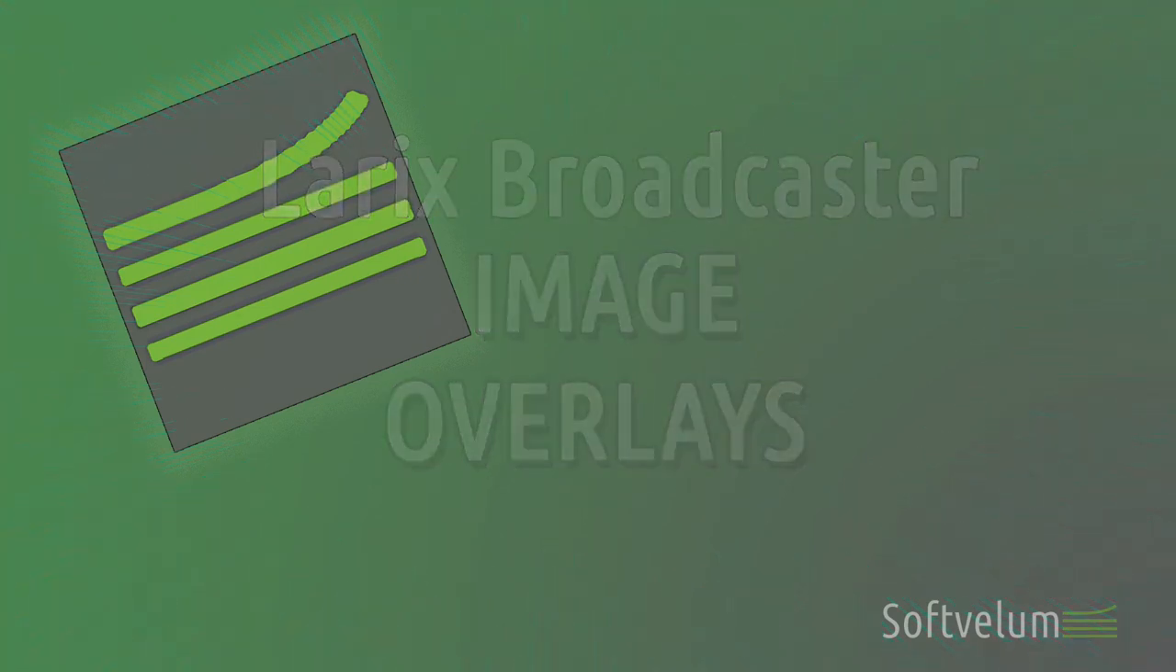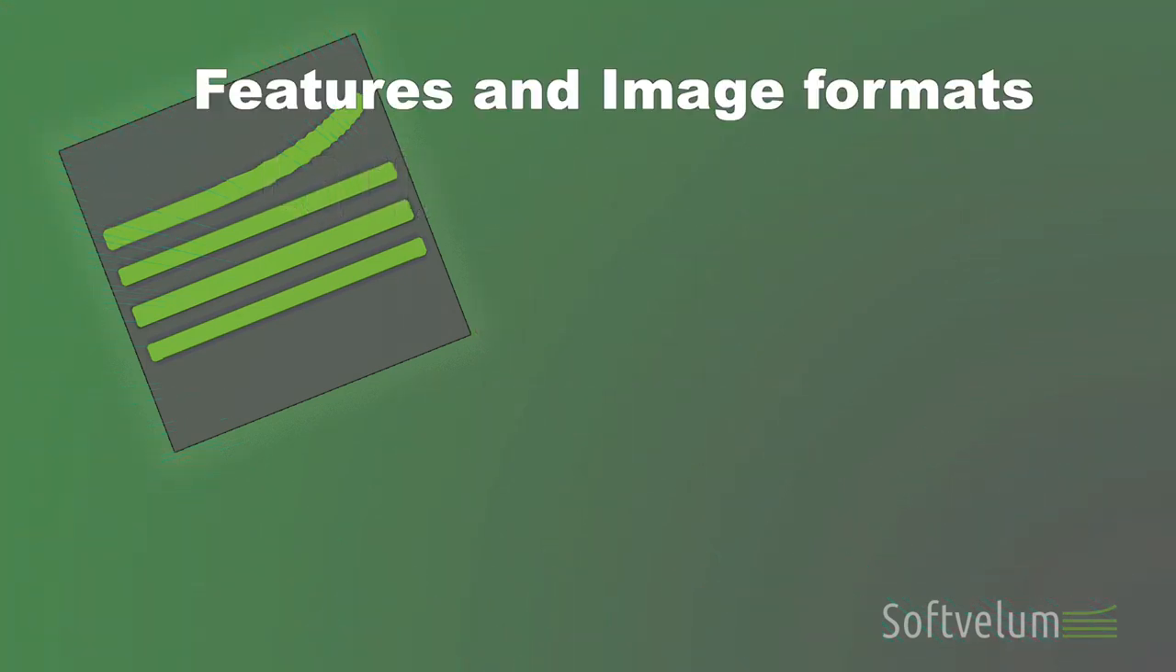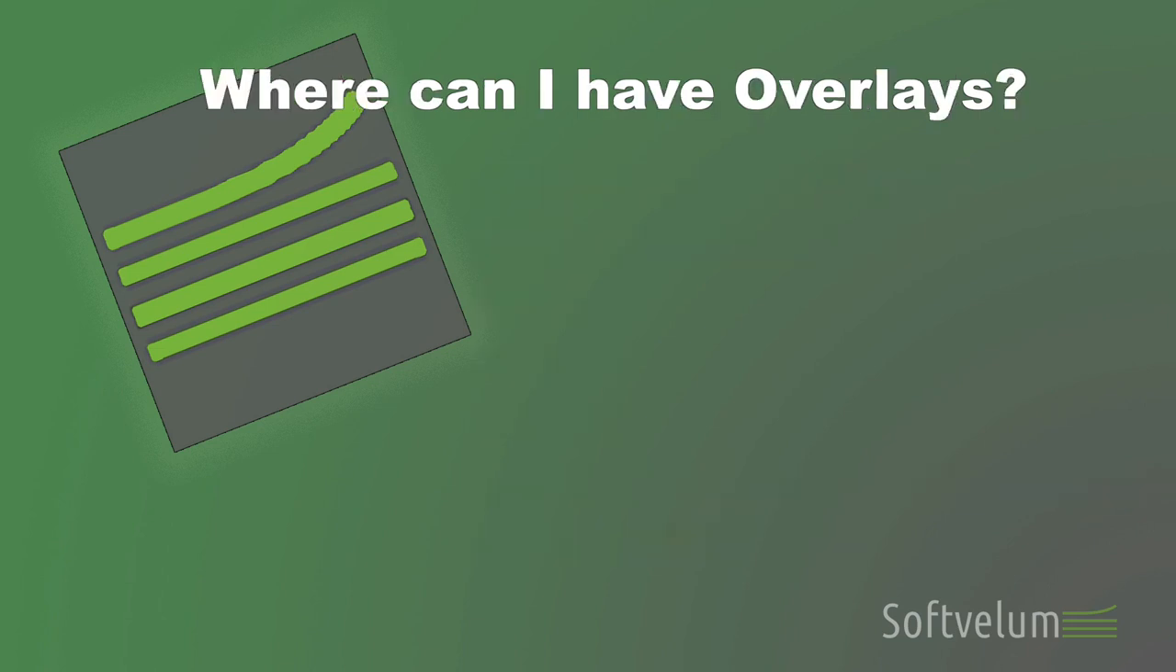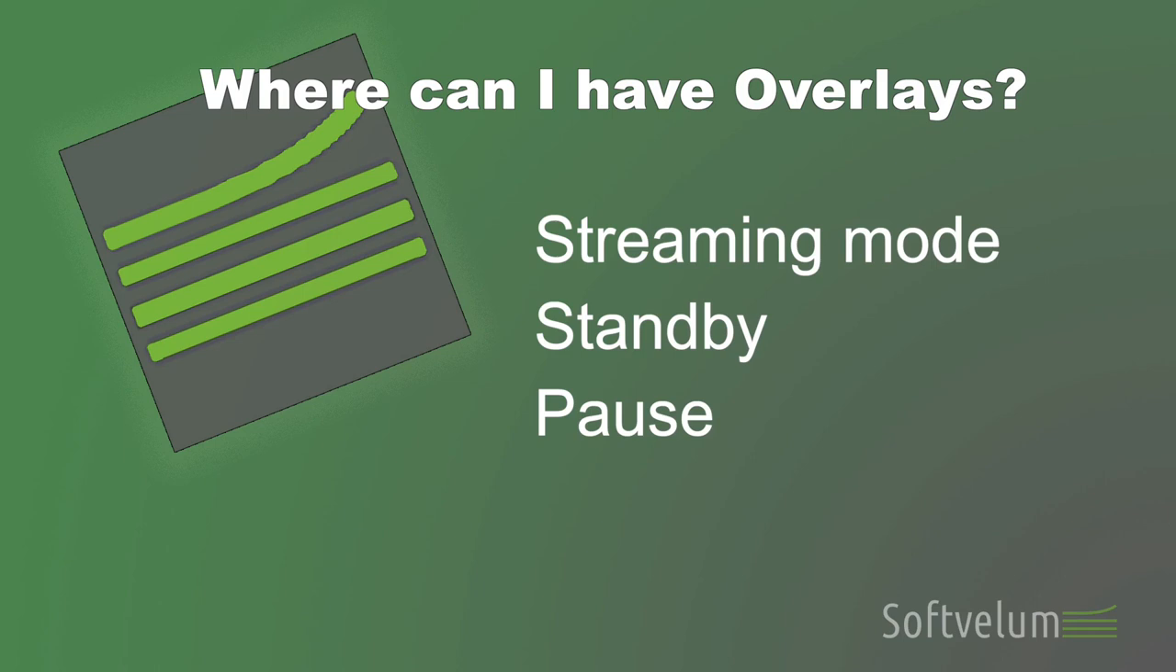Larix Broadcaster for iOS now has image overlay support. Each overlay can use multiple image formats and it can be placed anywhere within the camera image. You may use both local and remote files. Any set of overlays can be enabled for regular stream, for pause, and for standby mode.